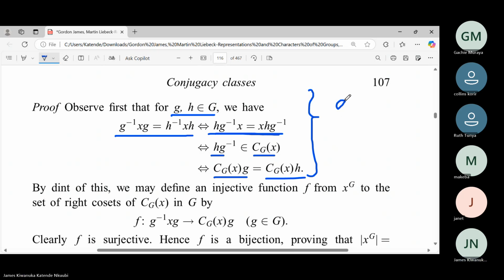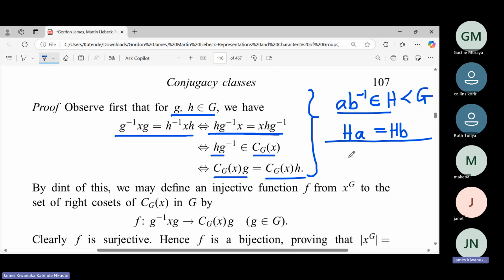There's a theorem that says this: if you have AB inverse belonging to a subgroup H, where H is a subgroup of G, and this condition is true, then the right cosets generated by these two elements, A and B, would be equal.